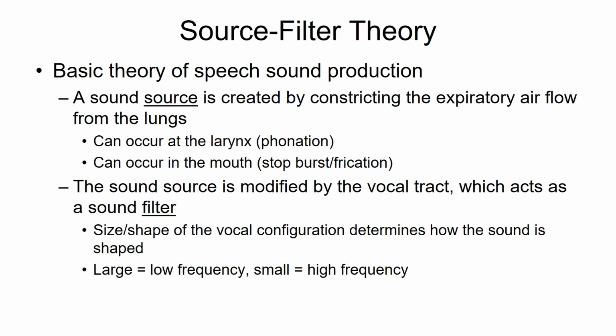That sound source is modified by the vocal tract, which acts as a sound filter, and the size and shape of the configuration of the vocal tract determines how that sound gets shaped. Generally speaking, larger spaces resonate with relatively low frequencies, and smaller spaces resonate with relatively high frequencies. One place you can see this is in the overall vowels versus consonants dimension. Vowels tend to have lower frequency information in them: ah, oo. Consonants tend to be much higher in frequency, like in our t and s.